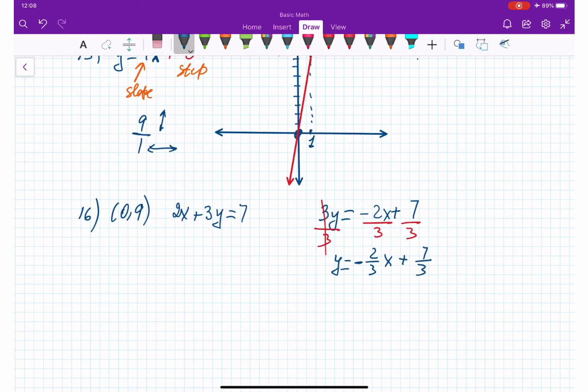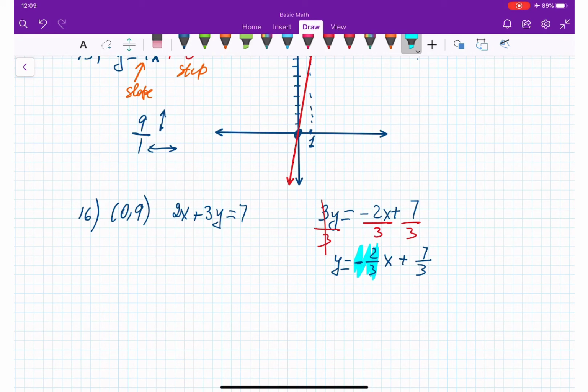Okay, so from here, we are going to figure out that our slope is going to be negative 2 over 3. Yes? Okay. So, if our slope is negative 2 over 3, then for a perpendicular line, we know already that the slope is going to be the reciprocal, right?